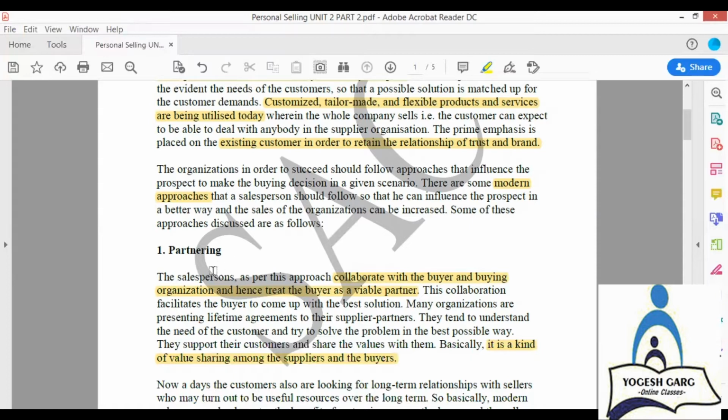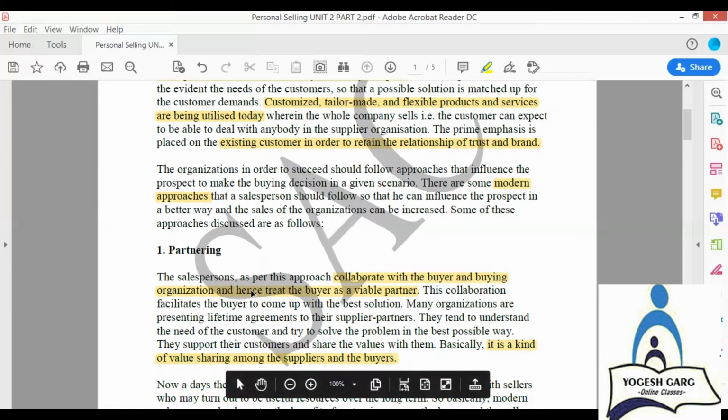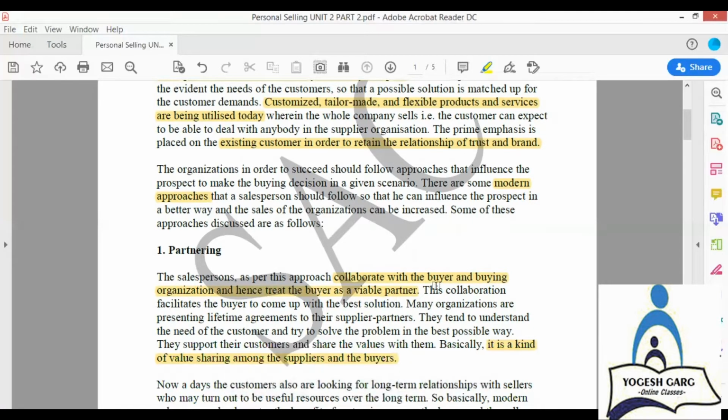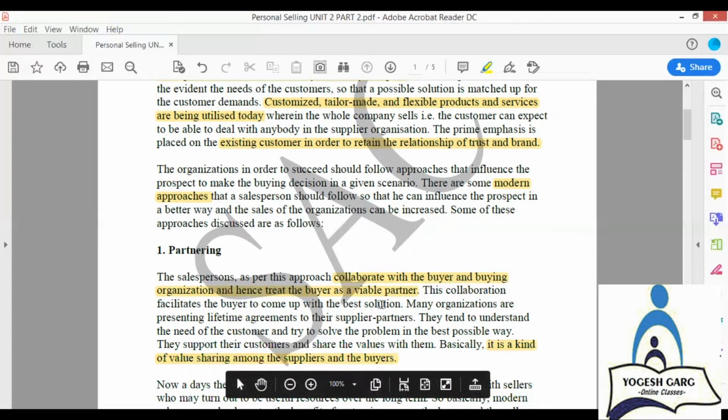So partnering, as per this approach, the salesperson collaborates with the buyer and buying organization, and hence treats the buyer as a viable partner. Here, the buyer is me, the insurance agent is the salesperson, and the buying organization is LIC. This collaboration facilitates the buyer to come up with the best solution.